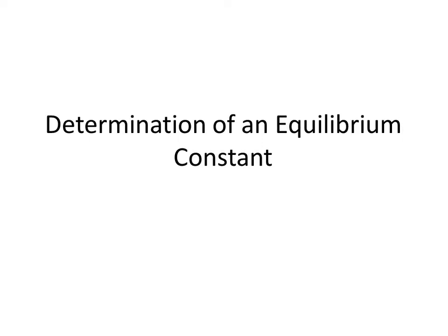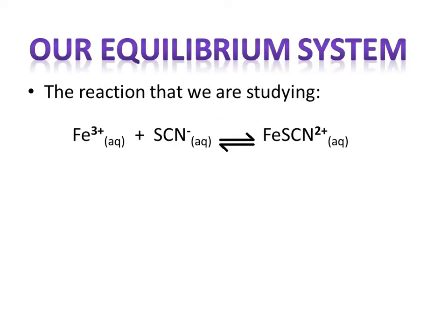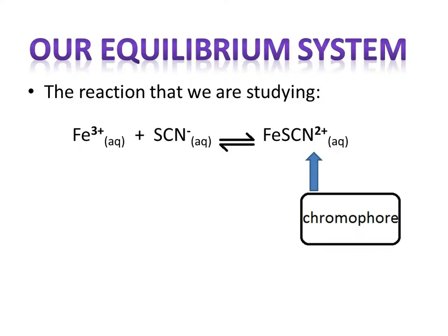Today we're going to have a walkthrough of your determination of an equilibrium constant lab. Now we started out with iron 3 plus in an aqueous solution reacting with thiocyanate to form an iron thiocyanate complex. Our iron thiocyanate is producing a reddish brown color. It's going to act as our chromophore, that's what we're measuring the absorbance of.